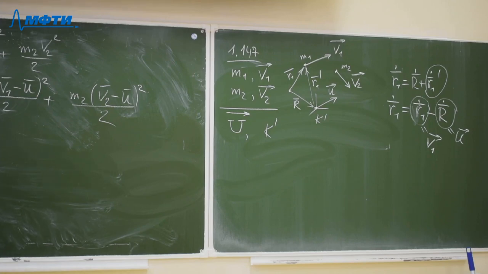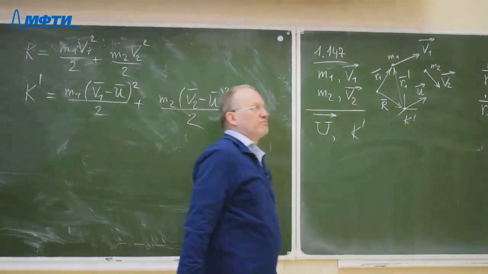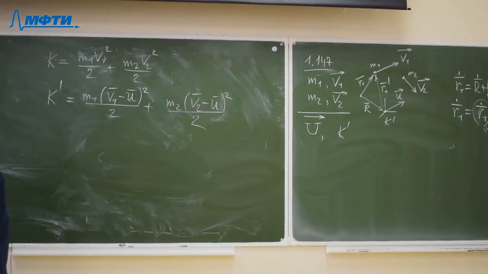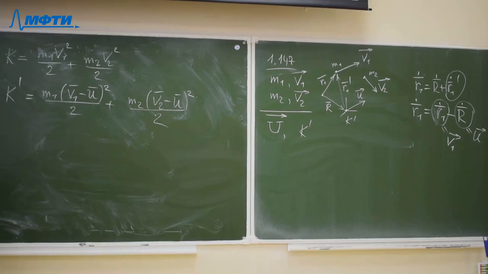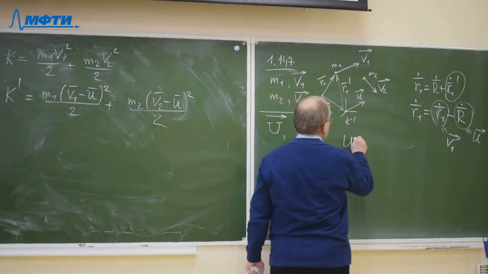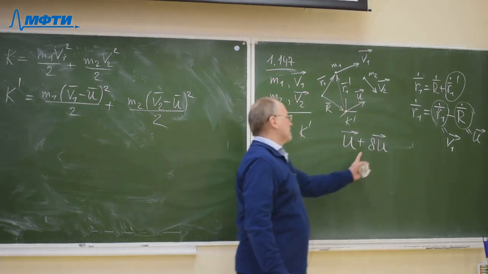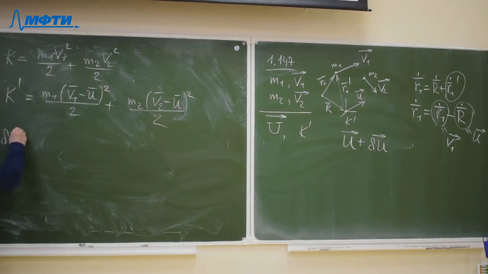So this is the kinetic energy, if it's measured from the new reference frame, and we have to find the minimum possible kinetic energy. We have to find such velocity u at which K prime, the kinetic energy in the new reference frame, will be minimum. In order to do it, I will shift the velocity u a little bit. I will consider the velocity u plus some small vector du, delta u, so that the velocity is shifted, and accordingly the kinetic energy will be shifted.